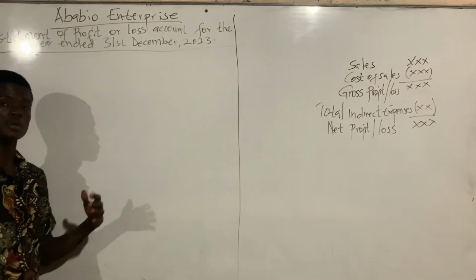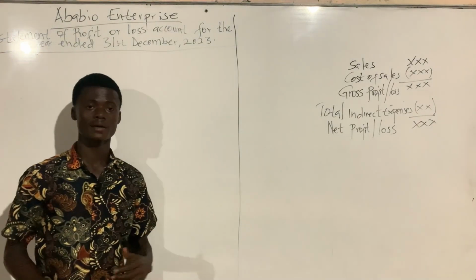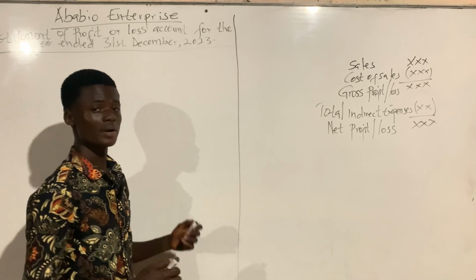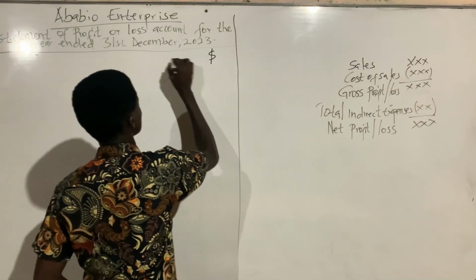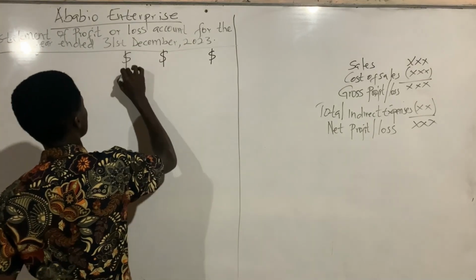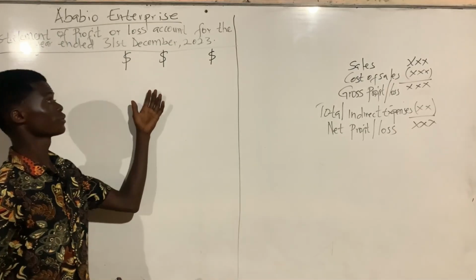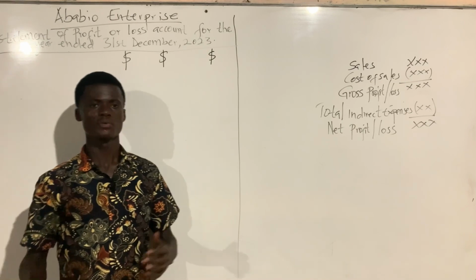So after this, we move on to create our 3 columns with the currency we are working in. So per our question, all the transactions are in dollars. So you create the 3 columns with the US dollars. After creating the 3 columns with the currency, we can now begin.